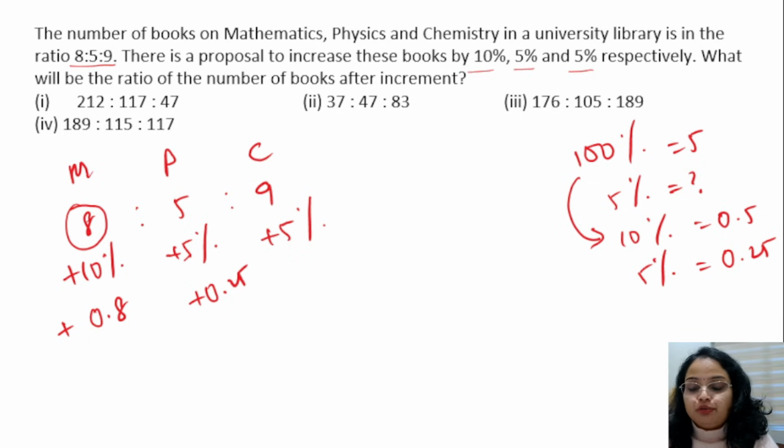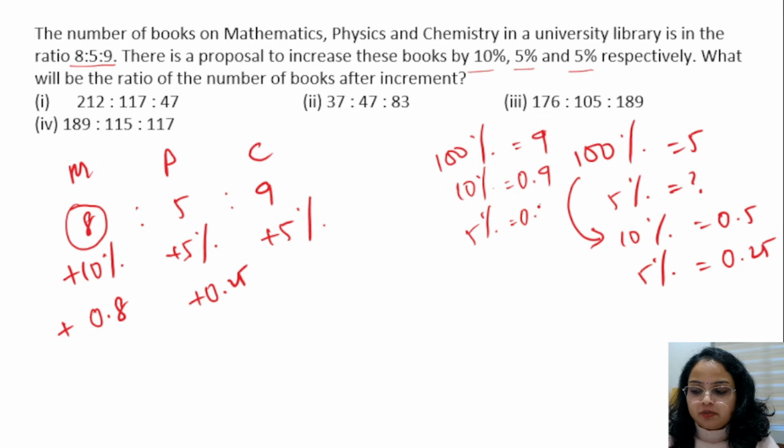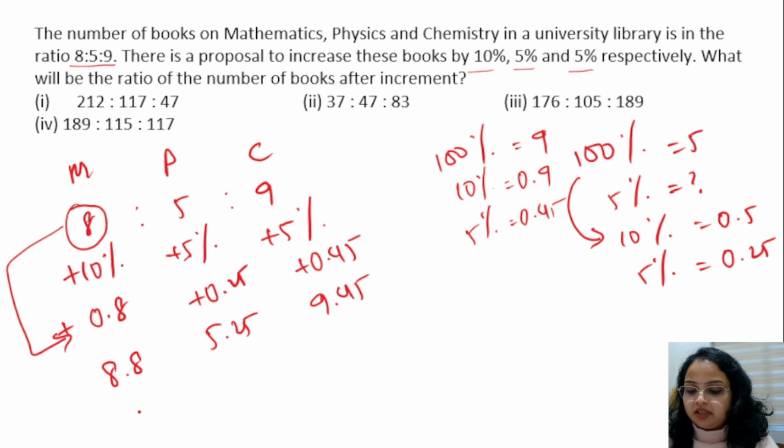And in chemistry, 5% is increased. So how much is increased? See, 100% is 9. So what is 10% here? It is 0.9. And what is 5%? It is 0.45. So 0.45 is increased in chemistry. So what is the total maths books now? It is 8 plus 0.8, it is 8.8, and in physics it is 5.25, and in chemistry it is 9 plus 0.45, it is 9.45. Okay, it is in decimals.